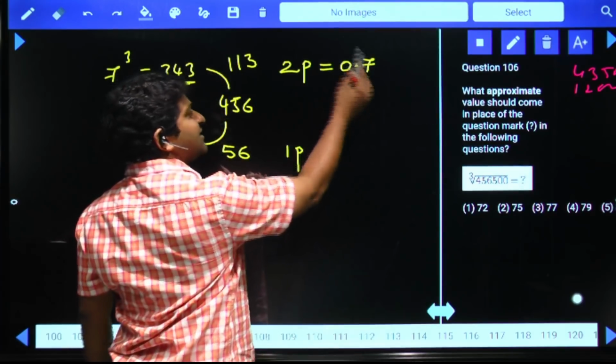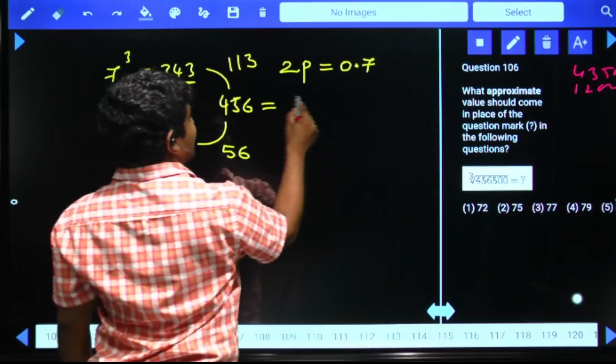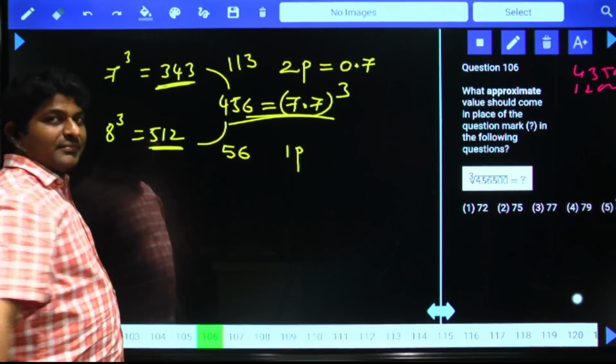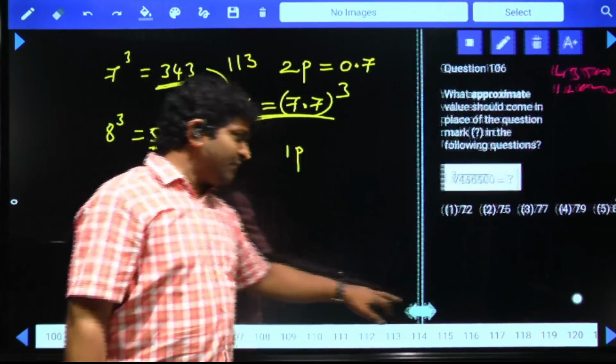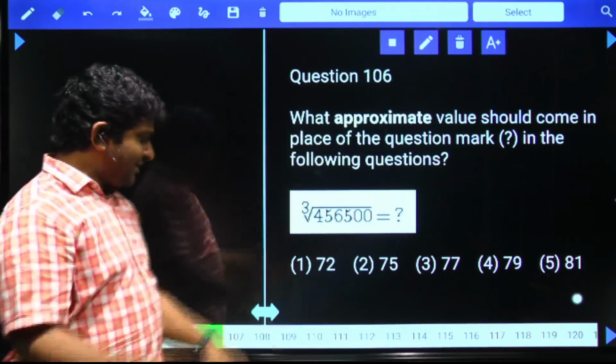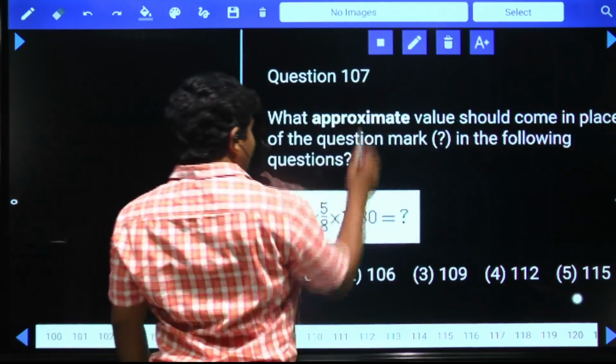Hence I am treating it as 0.7. So this value is 7 plus 0.7, that is 7.7 whole cube. That's it. This is the easiest approach whenever you have cube values. If you don't understand, just go back and listen again. Next, let us see the simplification here itself.